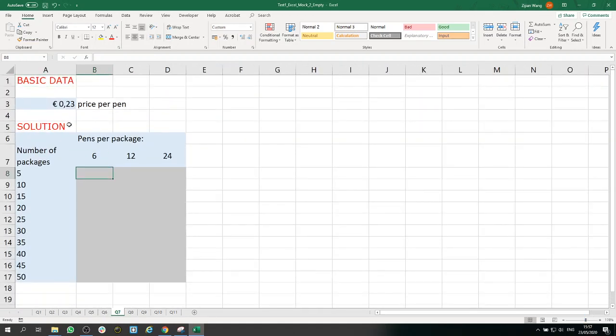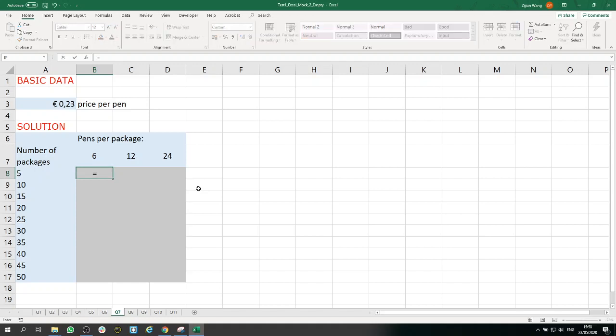So we had a similar one in the other mock exam, also packages of pens. Now we have price per pen as 0.23, and number of packages would be 5, 10, and 15, etc. However, now we have 3 different types of packages. Each package could contain 6 pens or 12 pens or 24 pens. That gives us a little bit of complexity.